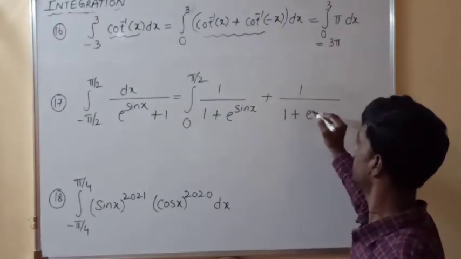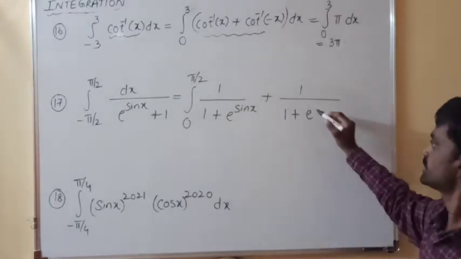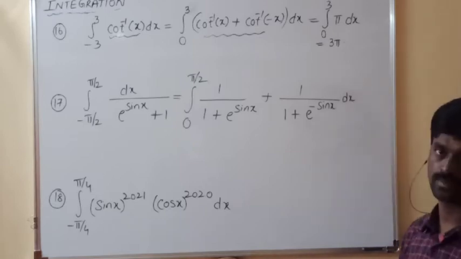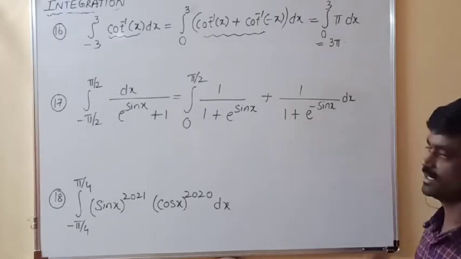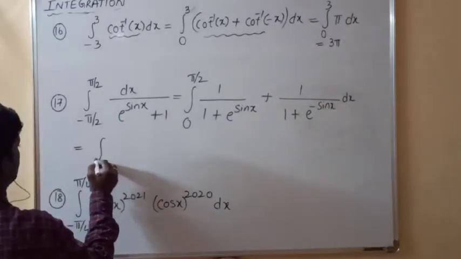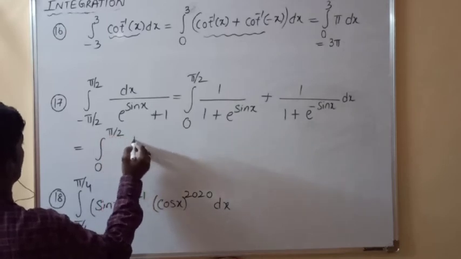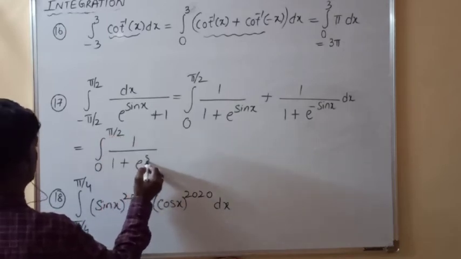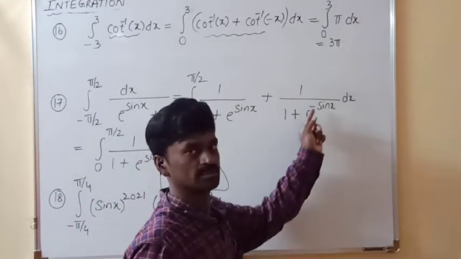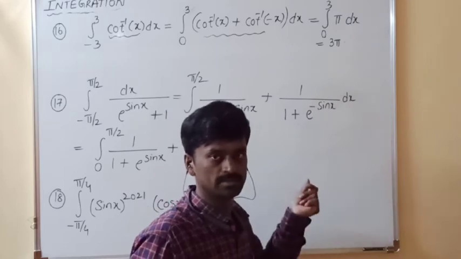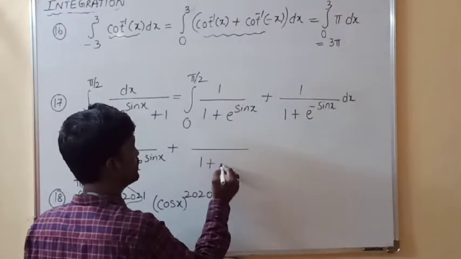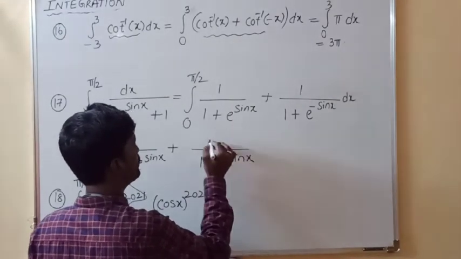So what do you get? 1 plus e power sin of minus x. Sin of minus x, what do you get? Minus sin x into dx. Now you write this e power minus sin x as 1 upon e power sin x. Okay. So 0 to pi by 2, 1 by 1 plus e power sin x plus, writing this e power minus sin x as 1 upon e power sin x and taking LCM. If you take LCM, the denominator becomes 1 plus e power sin x and the numerator becomes e power sin x.